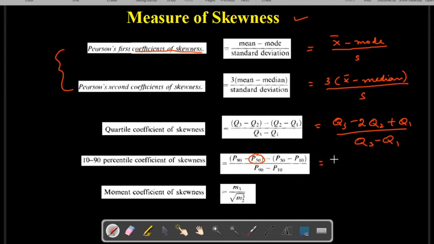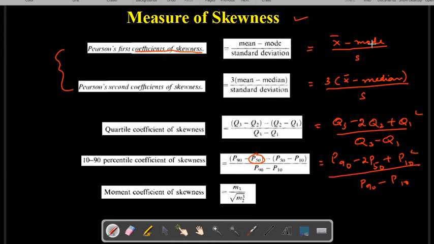So this again I can rewrite: P90 minus 2 times P50, 50th percentile, plus P10, divided by P90 minus P10. So you can find the 10 to 90 percentile coefficient of skewness by using this formula. All the percentiles we have used here: 10th percentile, 50th percentile and 90th percentile, used to find the 10 to 90 percentile coefficient of skewness. That is, from the middle how much it is deviated. That's what we are doing everywhere.